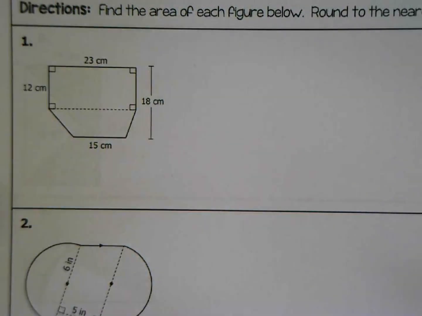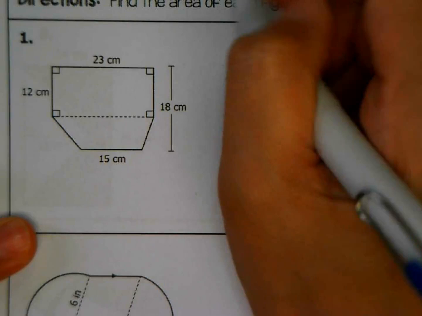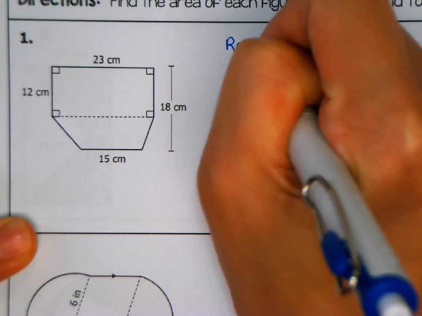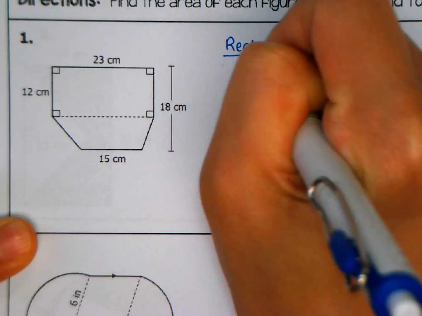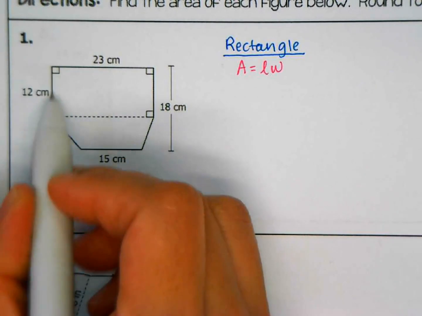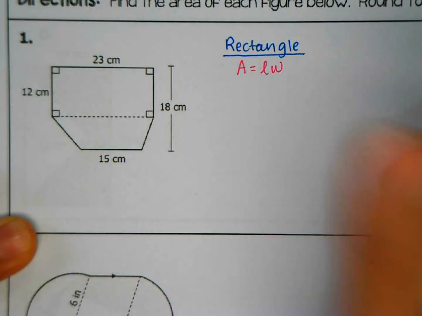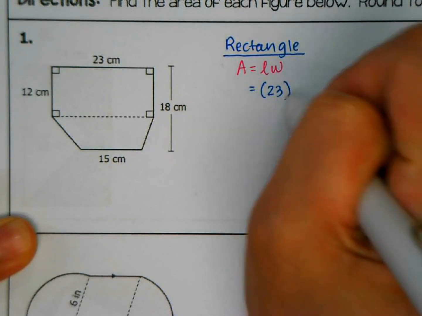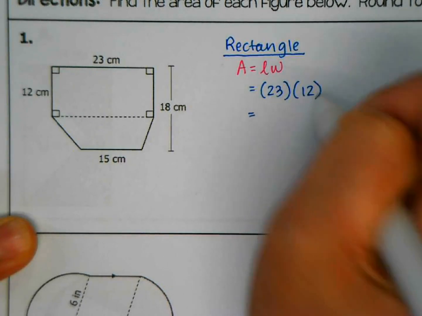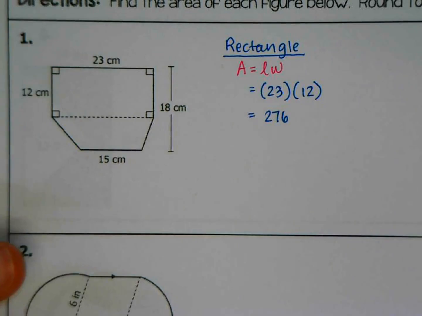Okay. So whenever I have a composite figure, I try to identify the simple shapes I see. The first simple shape I see in number 1 is a rectangle. The area of a rectangle is length times width. Hopefully you see it very clearly right here. 12 times 23 is 276.